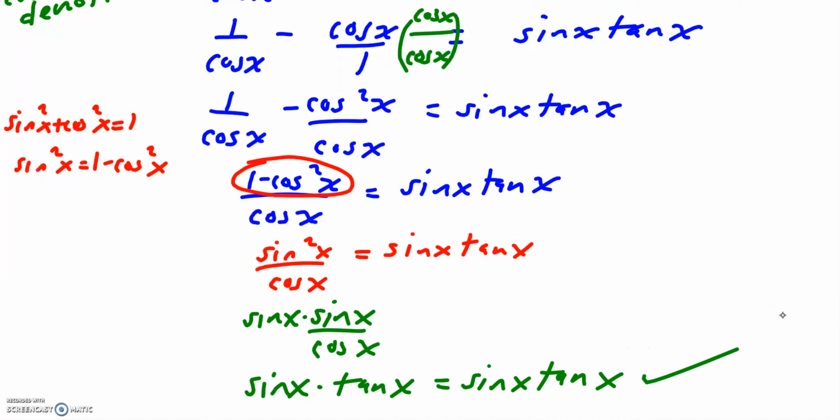Verified. Now this is one that is tough. There's a lot going on here, but this is one that I would definitely consider going back and trying again on your own, because not only does it have identities, it has getting a common denominator, combining fractions, and then an identity again. So there's a lot to it.